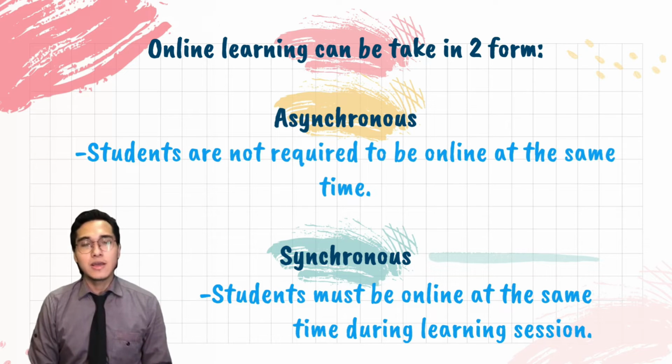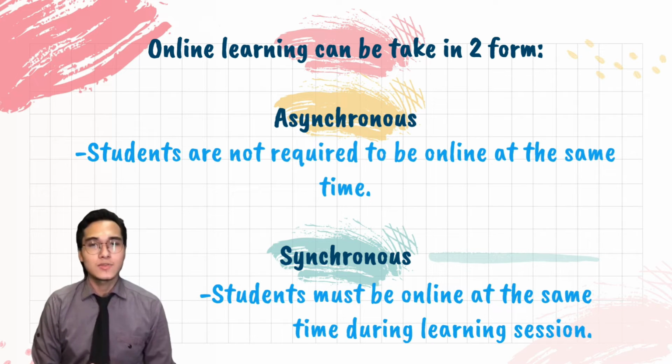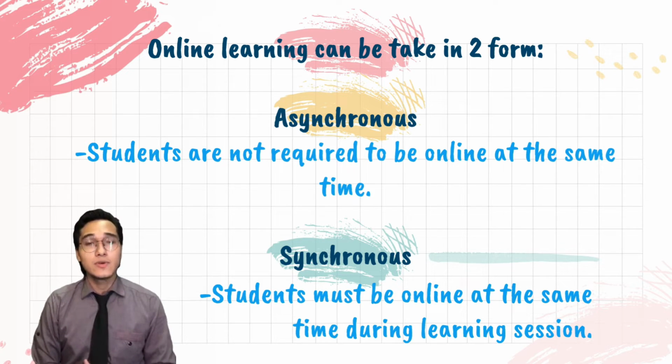Besides that, online learning can be taken in the form of asynchronous learning, where students are not required to be online at the same time, or synchronous learning, where the students must be online at the same time during the learning session. So there are two forms of online learning. As we know, most universities have their own massive open online courses, MOOCs, right, which provide free online courses available for anyone to enroll, even from different countries. So that's one of the examples of online learning.